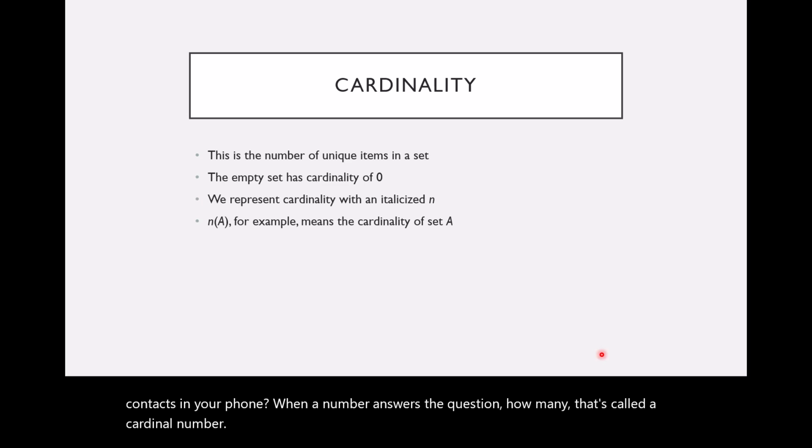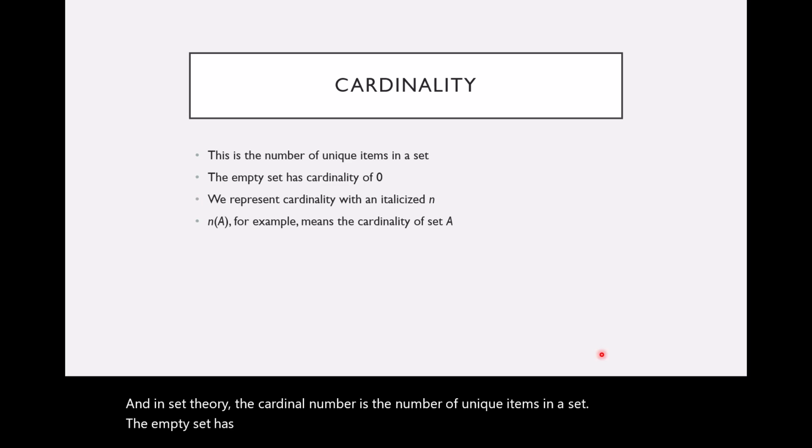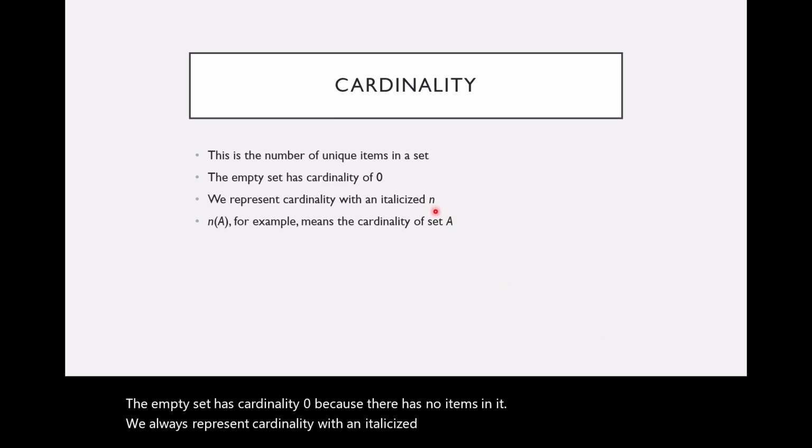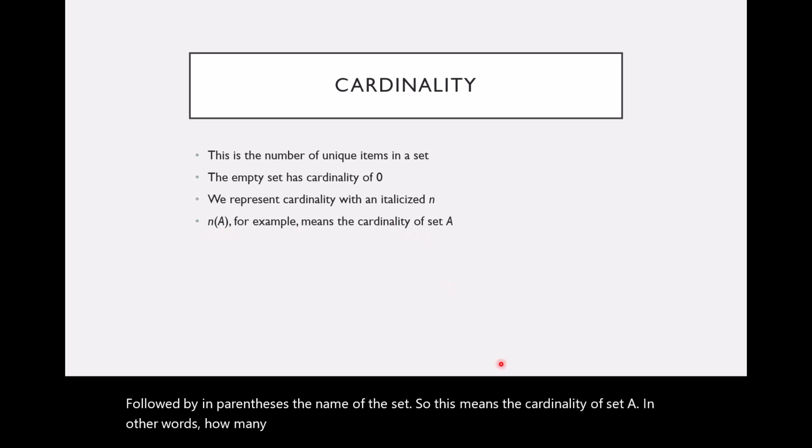And in set theory, the cardinal number is the number of unique items in a set. The empty set has cardinality 0 because it has no items in it. We always represent cardinality with an italicized lowercase n, followed by, in parentheses, the name of the set. So this means the cardinality of set A. In other words, how many unique items or elements are in set A.